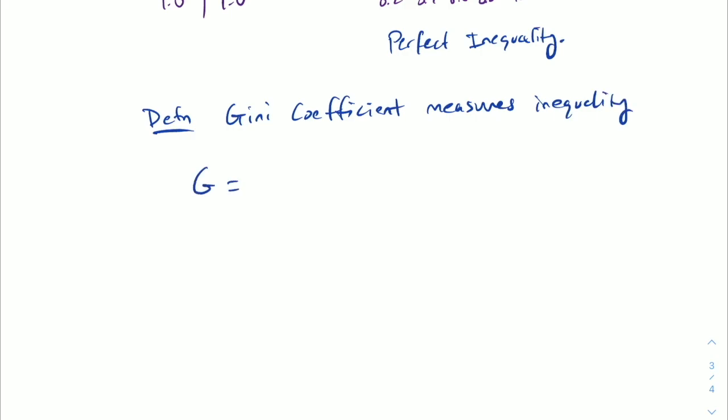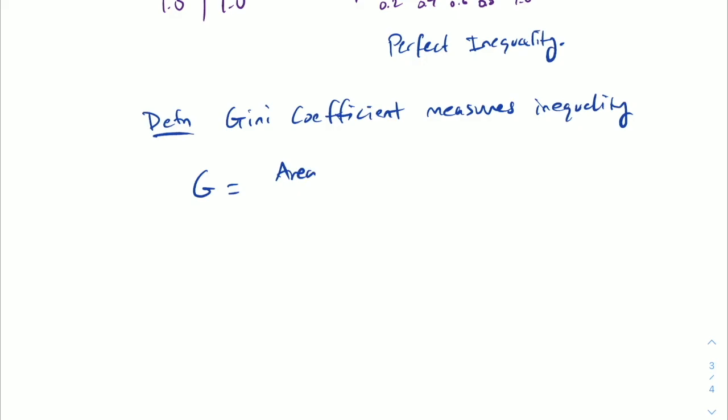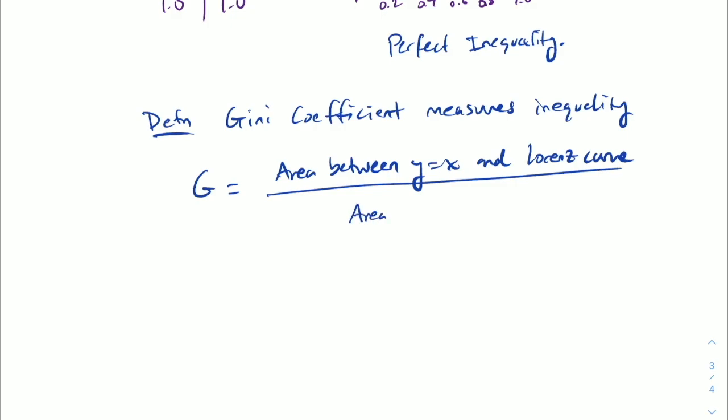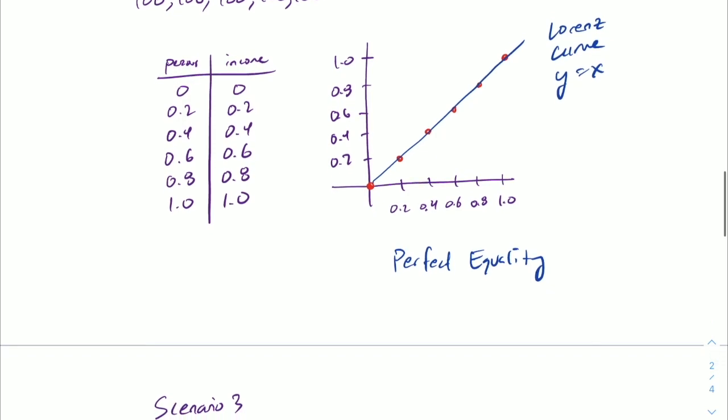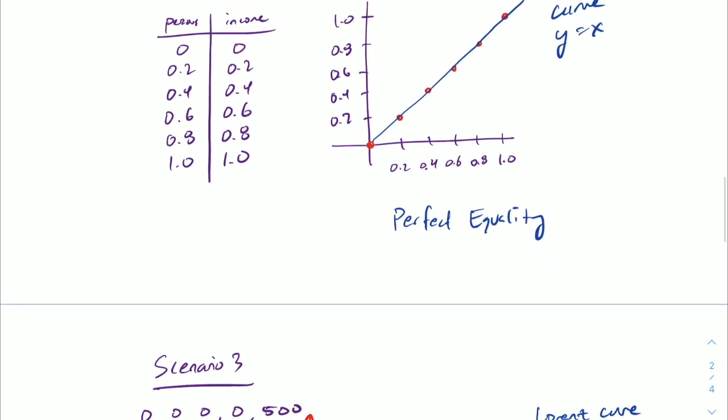All right, and it's defined like so. G equals the area between y equals x and the Lorenz curve, all over the area below y equals x. And the domain in each of these areas, the region, is between 0 and 1. Just like these 3 scenarios, the Lorenz curve is between 0 and 1. After 1, we're at 100%, and this curve doesn't really matter to us.